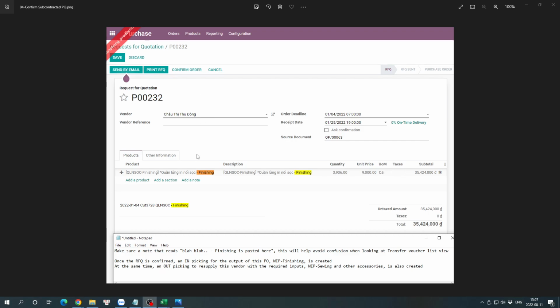Once you confirm this one, an in picking for the output of this purchase order, work in progress finishing, is created. Basically, it means you're buying it, so the goods receipt voucher itself would be created, and at the same time, an out picking to resupply this vendor, this subcontractor, with the required input, which means work in progress sewing and other accessories, is also created. See, that's the beauty of automatic setup.